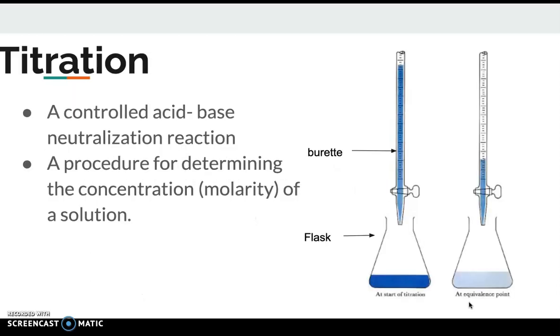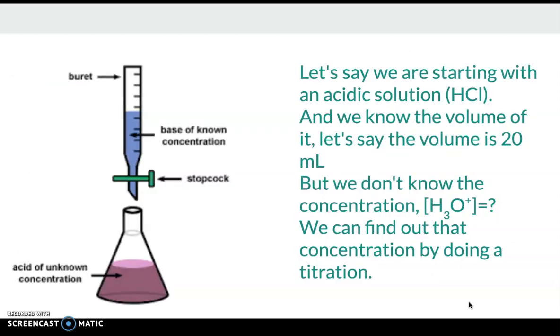Titration is a controlled acid-base neutralization reaction. If you recall, a neutralization reaction starts with an acid and a base, and it produces a salt and water. Remember, a salt is an ionic compound, which consists of a metal and a nonmetal. Titration is also a procedure for determining the concentration, or molarity, of a solution, hence why we reviewed a molarity question. In order to understand what titration is, we're just going to go through this problem.